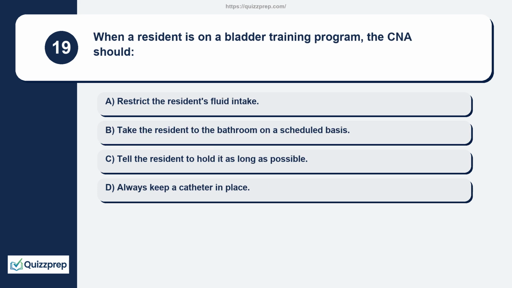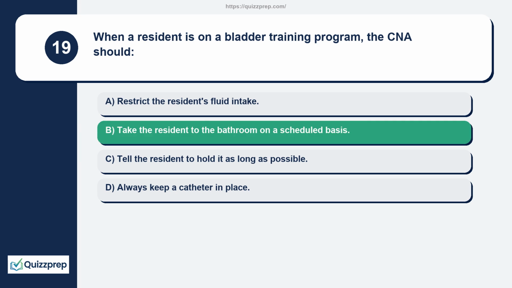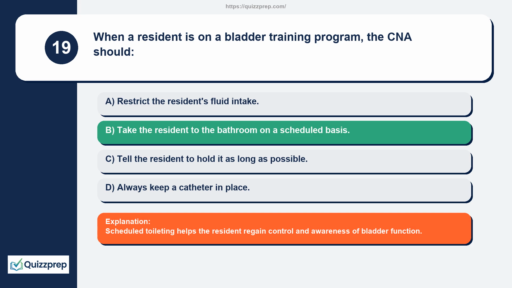Question 19. When a resident is on a bladder training program, the CNA should: restrict the resident's fluid intake. Take the resident to the bathroom on a scheduled basis. Tell the resident to hold it as long as possible. Always keep a catheter in place. Scheduled toileting helps the resident regain control and awareness of bladder function.